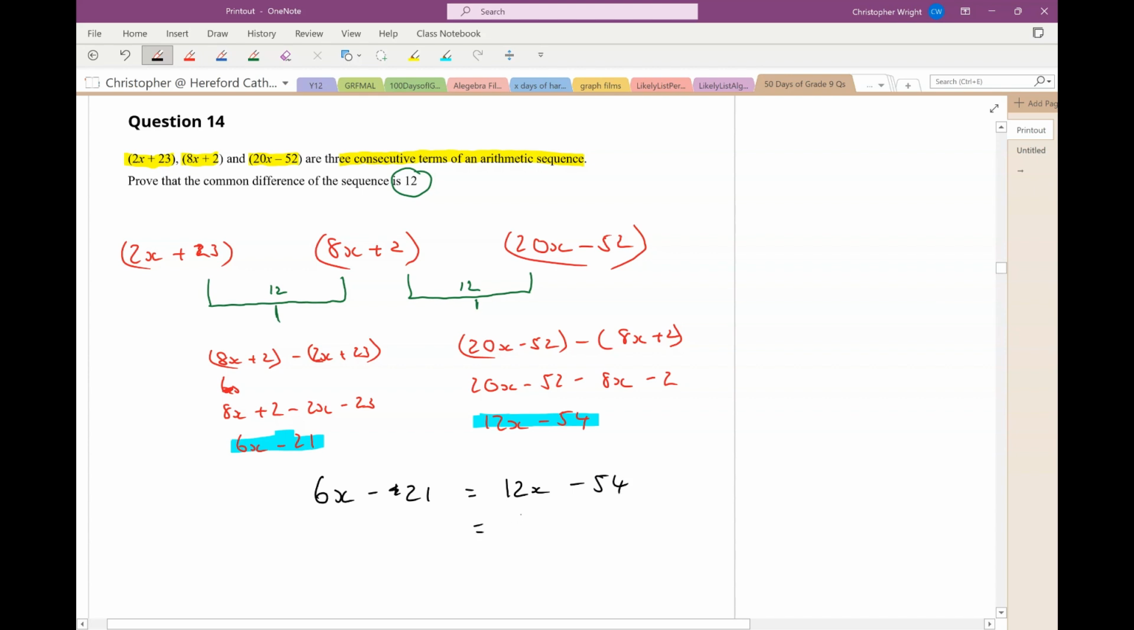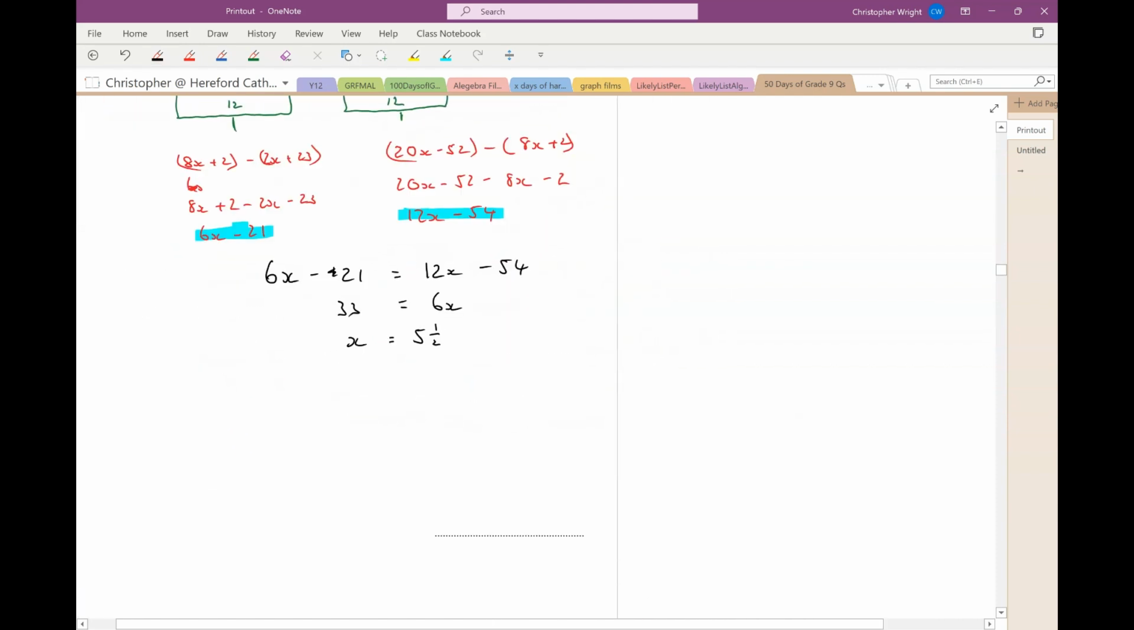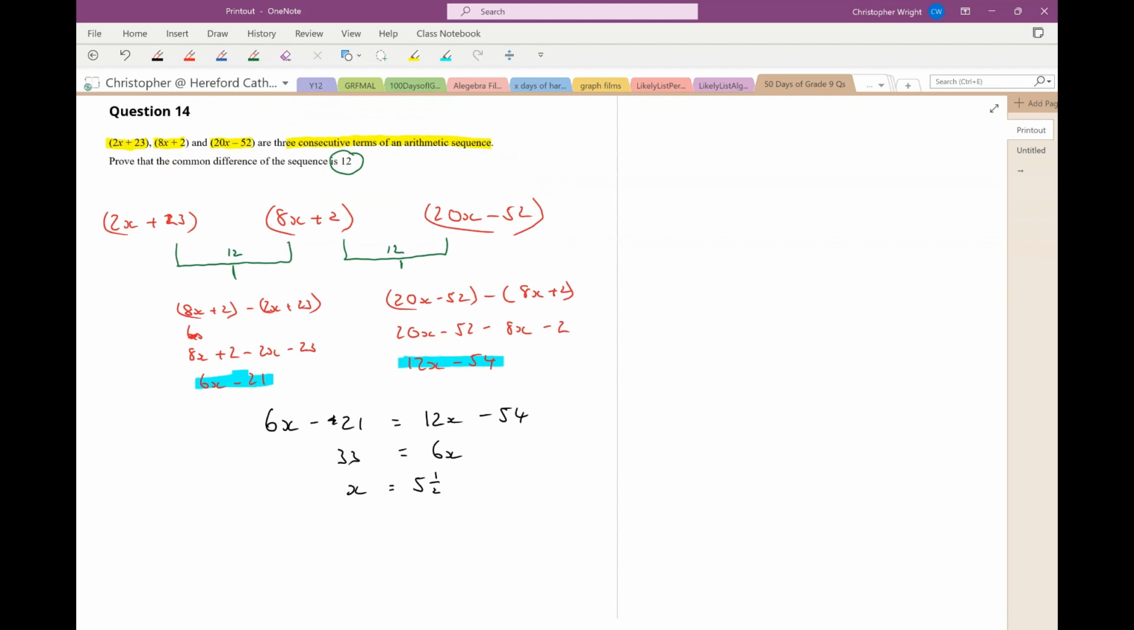If I subtract 6x from both sides and add 54 to both sides, then I get 33 equals 6x, or x equals 33 divided by 6, 5.5. Now I've got to prove the common difference is 12. There are 2 ways of doing this now. I've got an expression for the common difference. It's that or that. So I could substitute x is 5.5 into there and show it's 12, or into there and show it's 12, and that would be perfectly acceptable.